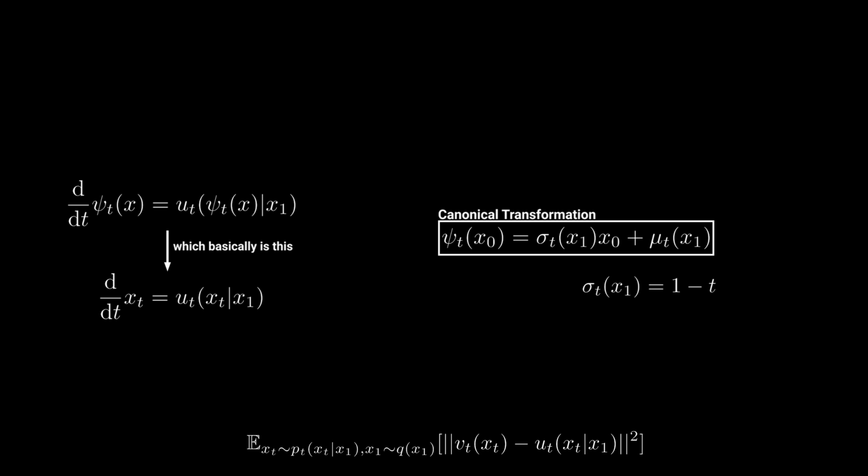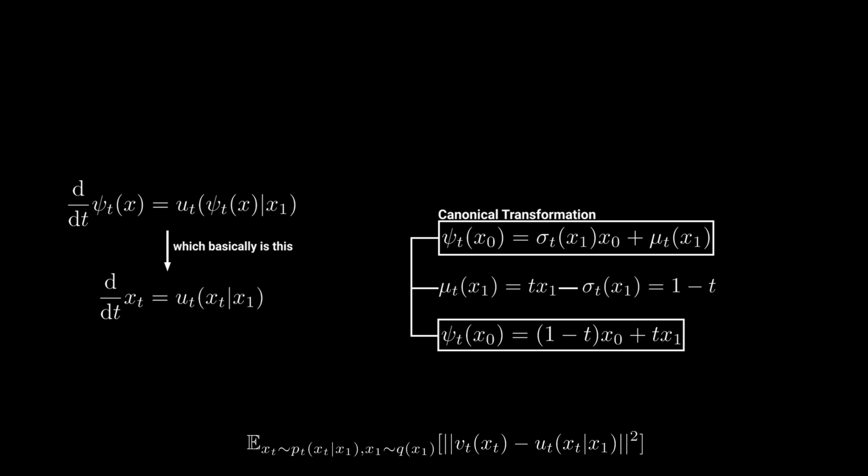Now they define sigma t and mu t to be the following. And then the flow looks like this. And this is precisely the linear interpolation between noise and data we have talked about, just derived from the mathematical framework of the flow. Now let's take another look at our objective for the conditional flow matching.